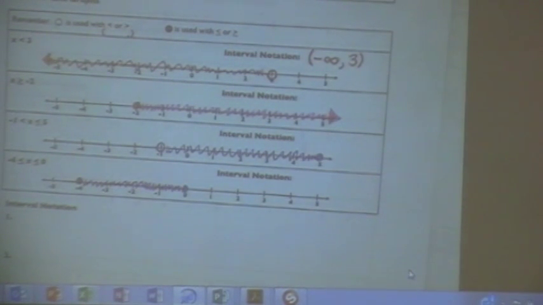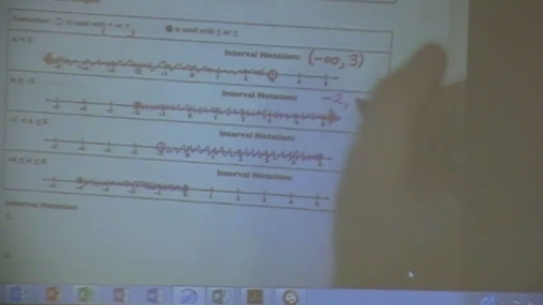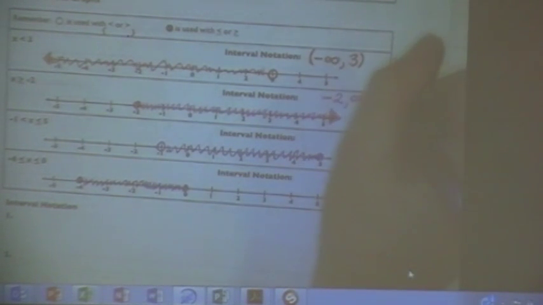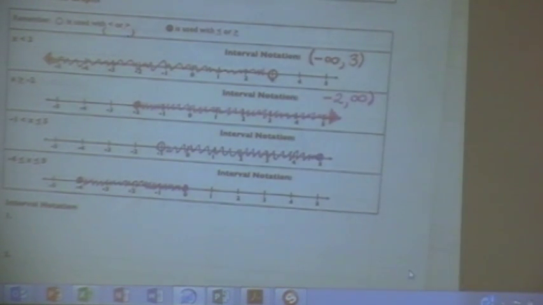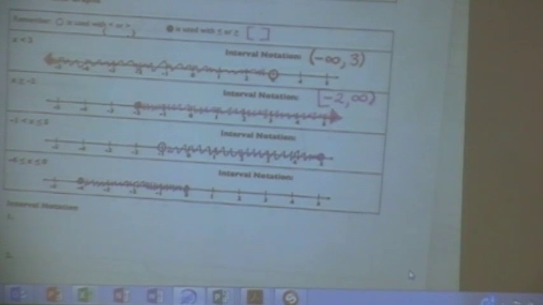Always asking how far left, then how far right. So how far left is this going to go? -2. How far right? Infinity. This time it's a positive infinity. I already know that infinity is unbounded, so that's going to be a parentheses. When you have solid dots, like what we have on -2, we have to indicate that by using brackets. So this is going to be a bracket, -2 to infinity, parentheses.